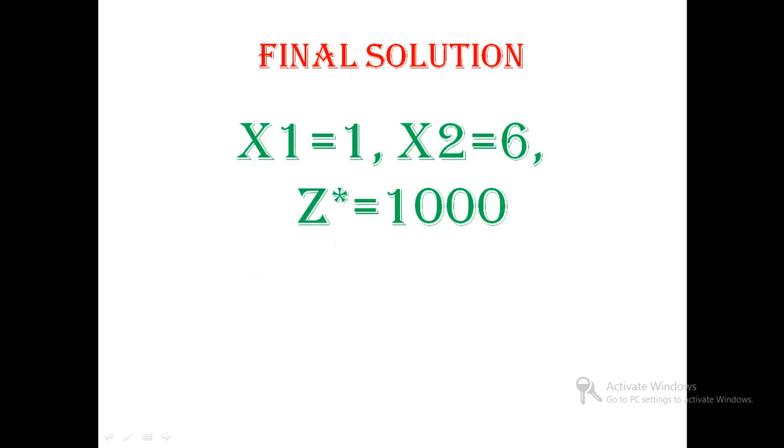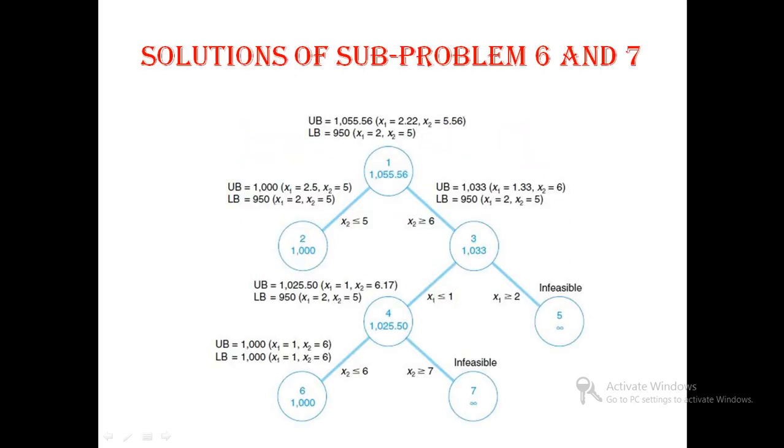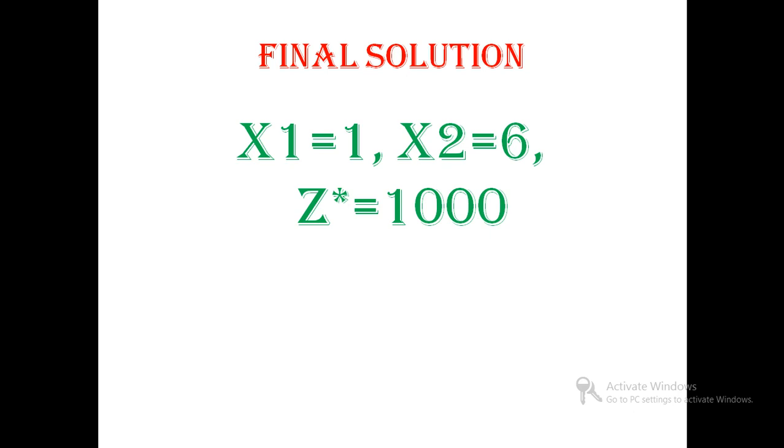So our solution is, the process is terminated here, obviously, because no further branching and no further bounding is possible. The solution is x1 = 1 and x2 = 6. Both are integers, and z = 1000. So this was the procedure of the branch and bound method, which I have shown you.